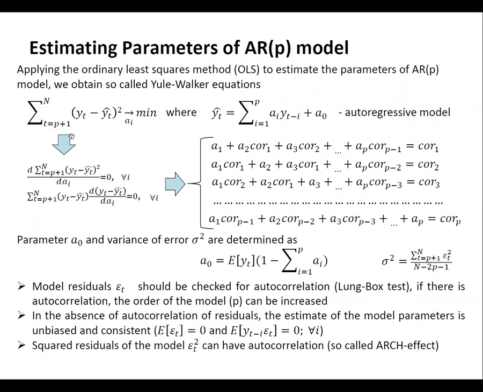We apply the standard least squares method. N is the total number of available observations. P is the order of the autoregressive model. Here is the equation of the autoregressive model itself. And to minimize this functional, we must take partial derivatives for each autoregressive coefficient and equate these partial derivatives to zero.